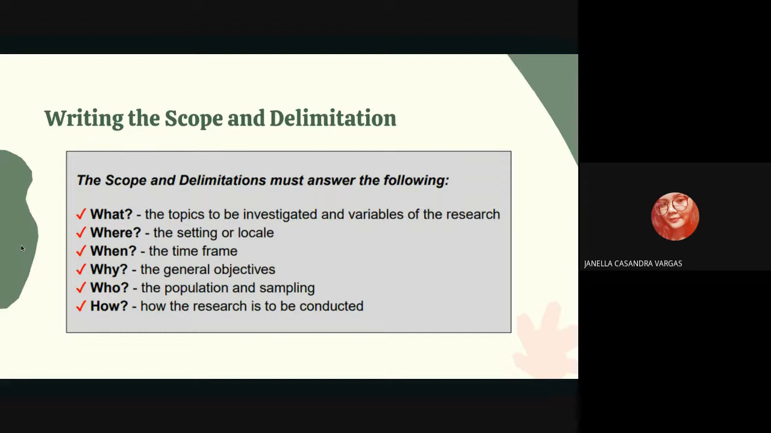Basically, there are no rules on writing your S&D. You can combine them in one paragraph as long as you answer all of the things I have discussed because those are the things that your reader needs to know for your scope and delimitation. And as I've said earlier, you can also include here the limitation of your study. Next slide.